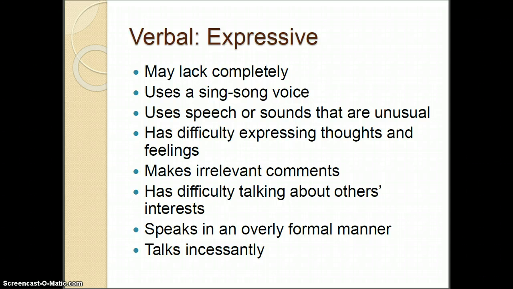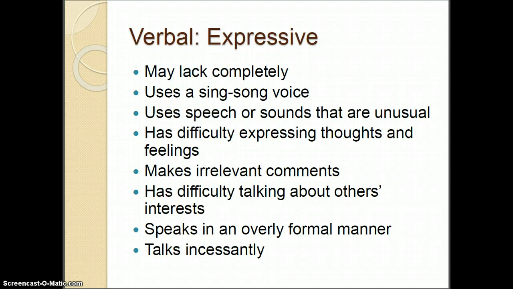A child on the autism spectrum may have difficulty talking about others' interests, and this is also related to their social development and their lack of ability to take on other people's perspective, things related to that. Some children on the autism spectrum speak in an overly formal manner. That may be because they're using something we call borrowed language. They're trying really hard to learn how to speak correctly, but instead of being able to take what they've been taught to be their own, they're just using it the way they know they're supposed to before they actually understand the proper use of it.